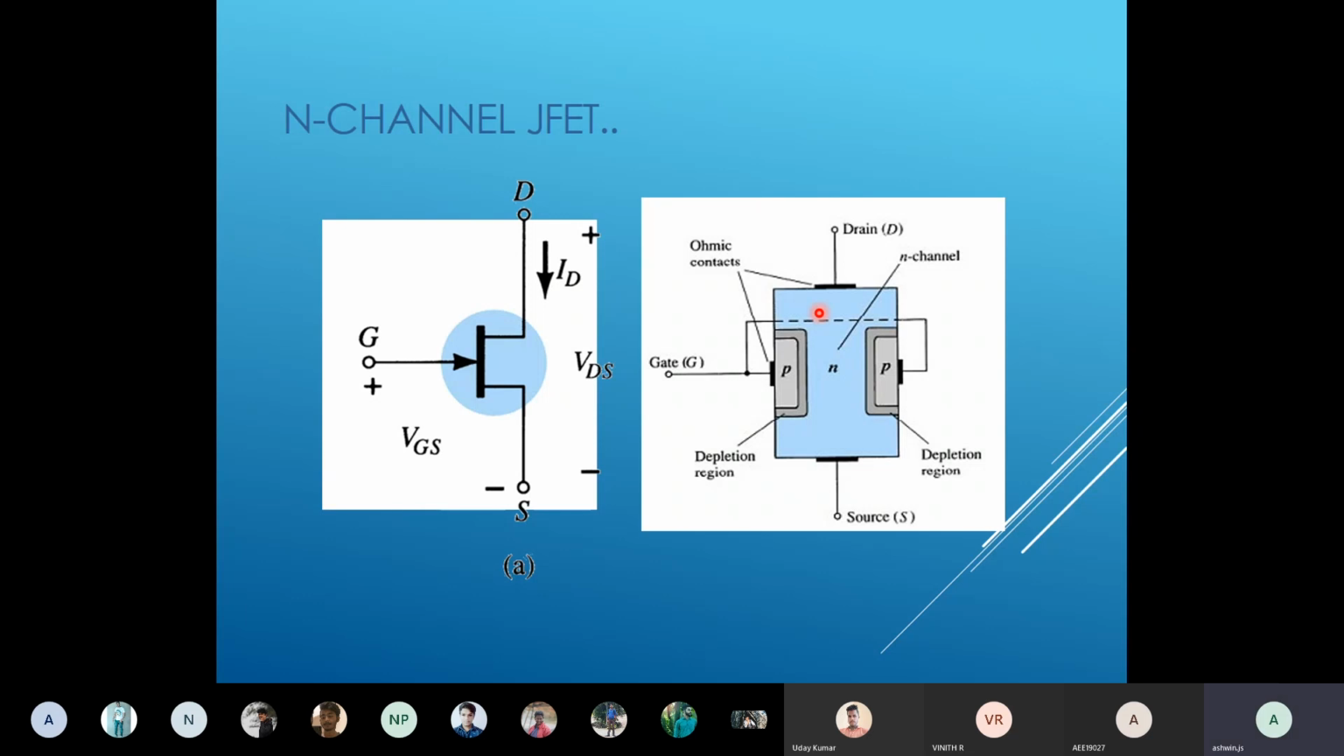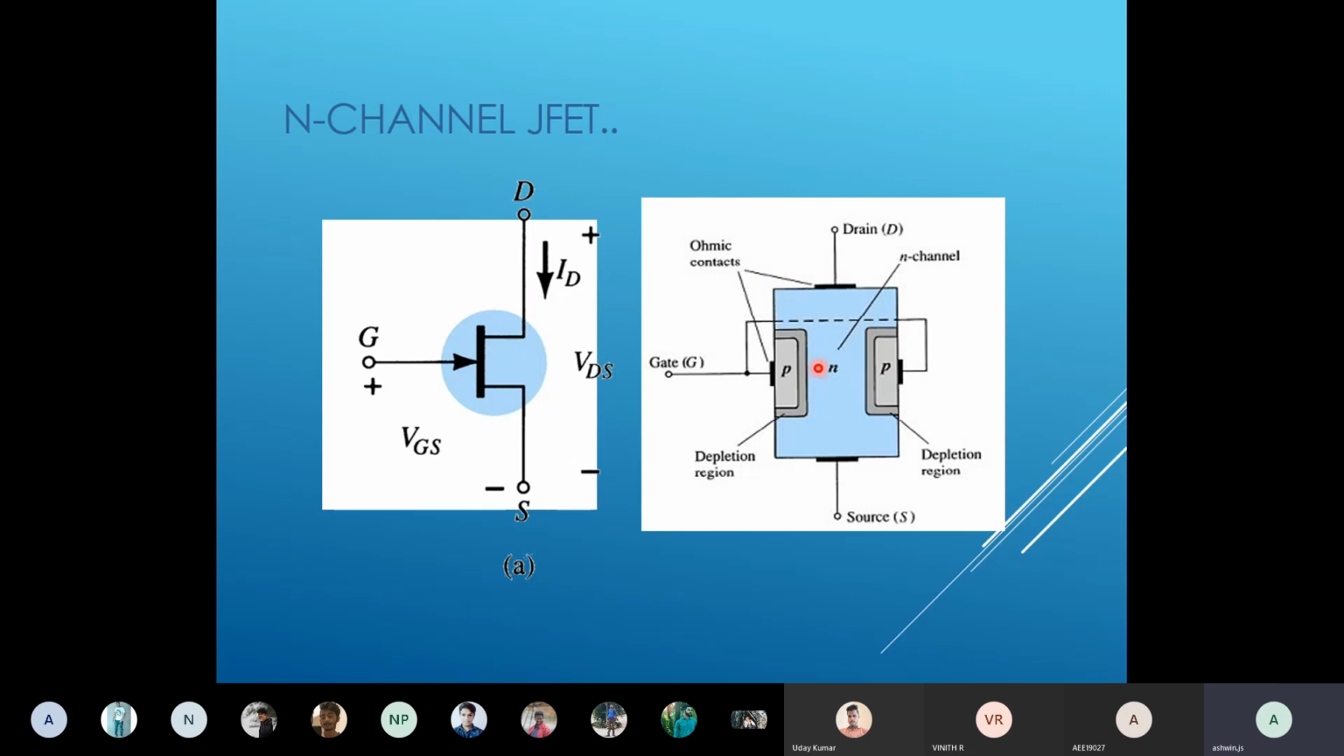In a PN junction, forward bias means P will connect to positive, N will connect to negative. But here N is positive. Here in the drain, I am connecting to positive, so N is connected to positive. It will be in reverse bias condition. So surely the depletion layer will keep on increasing here, here and here.